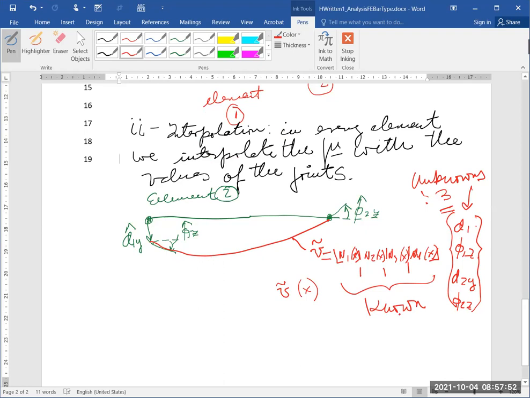So this is completely known, and we will see that. Yes, so this is known completely. 4 unknowns. The number of unknowns is discrete. That's why we call this process discretization.